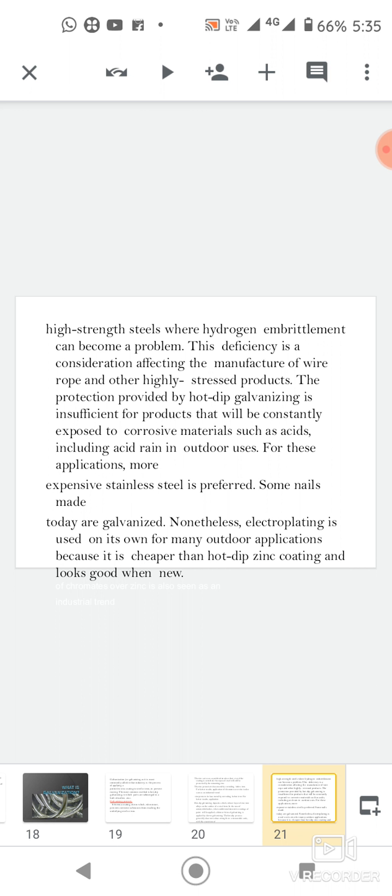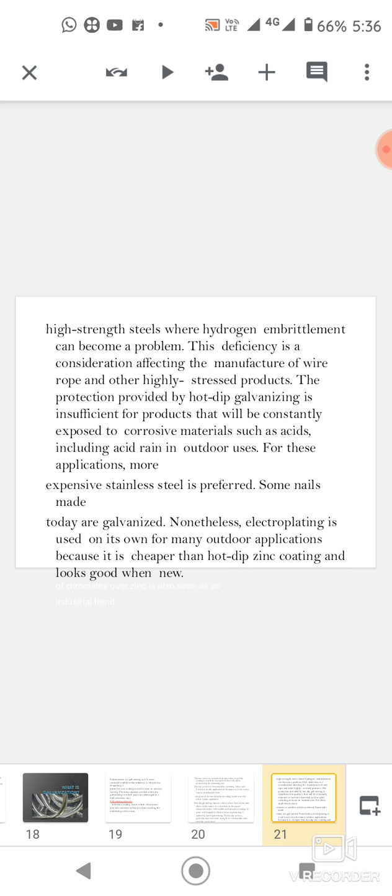This deficiency is a consideration affecting the manufacture of wire, rope, and other highly stressed products. The protection provided by hot dip galvanizing is insufficient for products that will be constantly exposed to corrosive material such as acids, including acid rain in outdoor uses. For these applications, more expensive stainless steel is preferred.